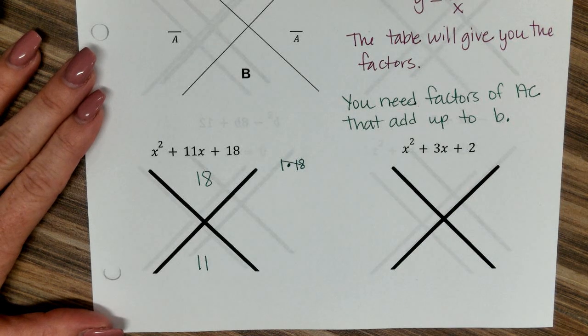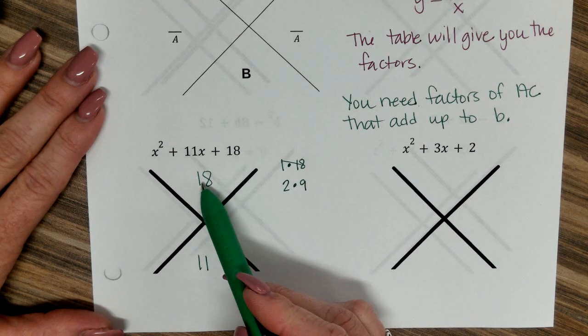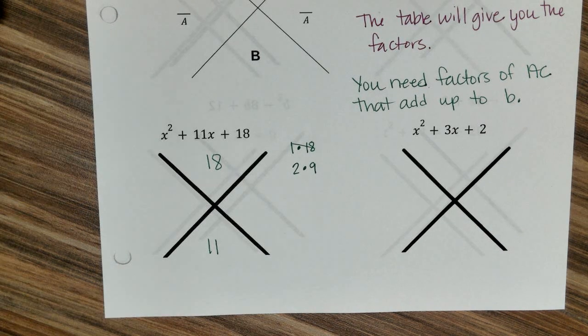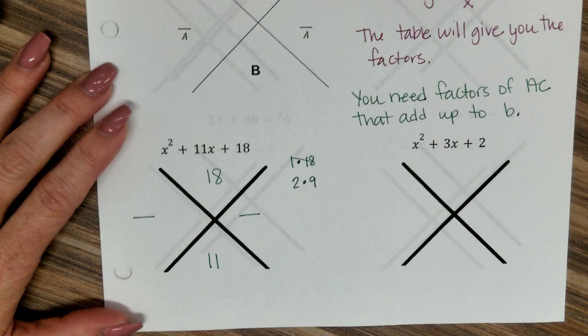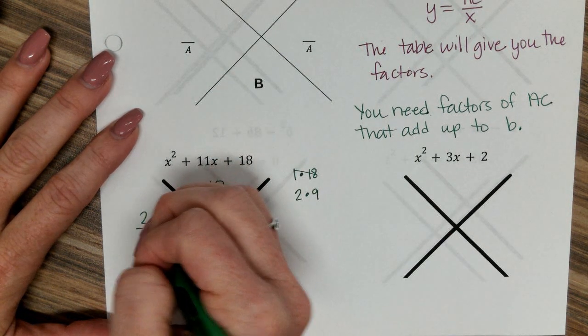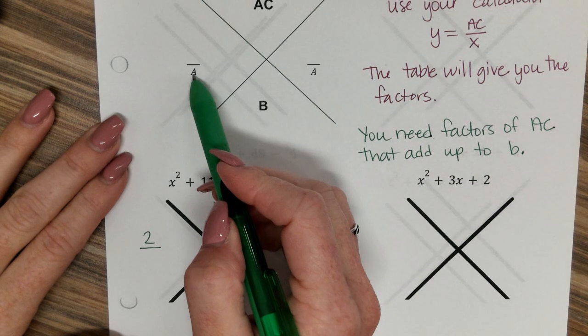What's the next factor of 18? 2 times 9. 2 times 9 is 18. When I add them, would that give me 11? So those are going to be my answers. Those are going to go in my parentheses. But here's how you know what to do. You make little fractions right here. So do y'all see how I wrote that right here? And you put the factors on top. So 2 and 9. And it doesn't matter if I put the 2 on the left and the 9 on the right or vice versa. It does not matter.